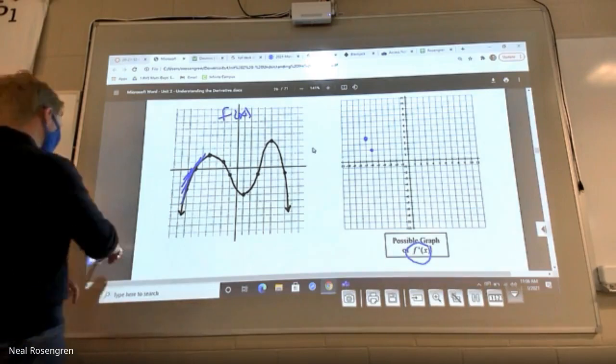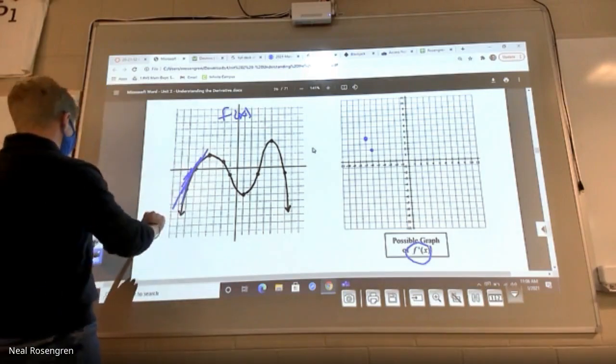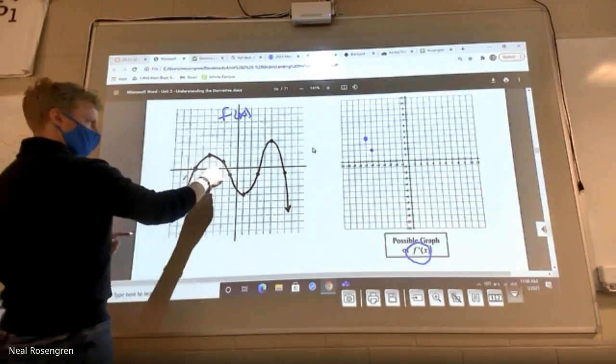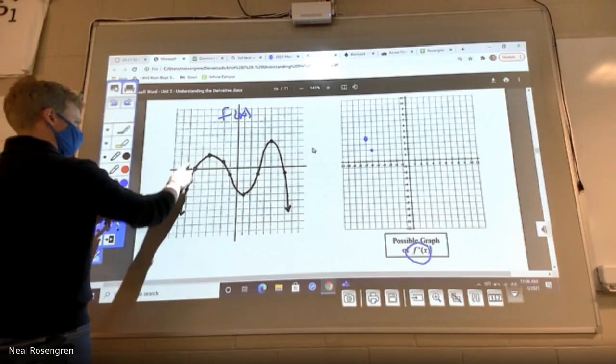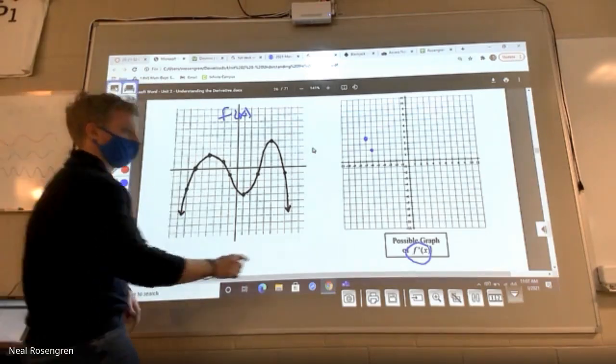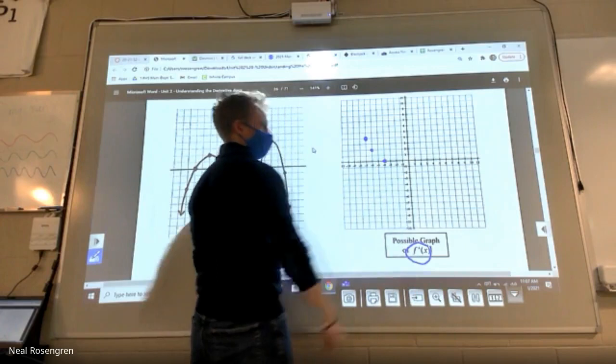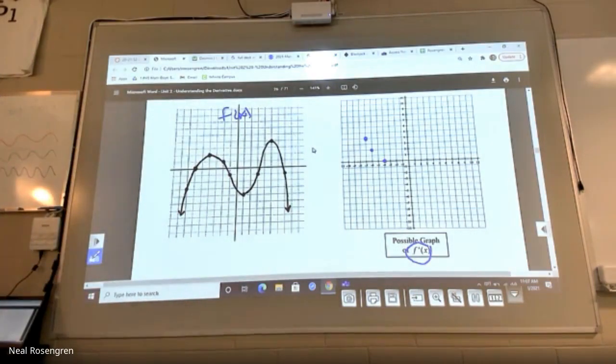Cool. What about, I skipped -5, so let's go to -4 there. What's the slope of that relative max up there? You know it. At -4 it's 0. That's an easy one. We see that relative max, that horizontal tangent line, got it.